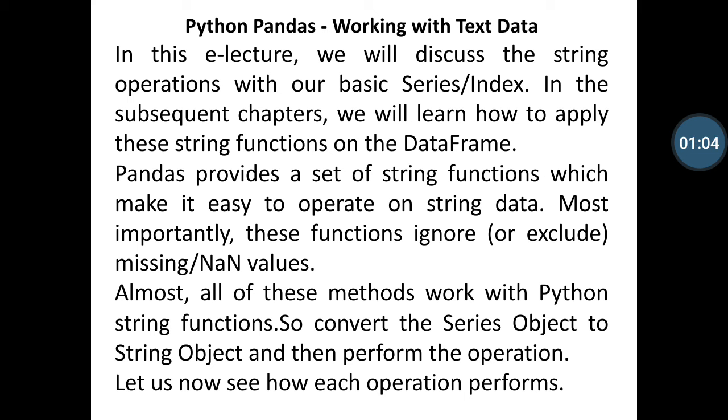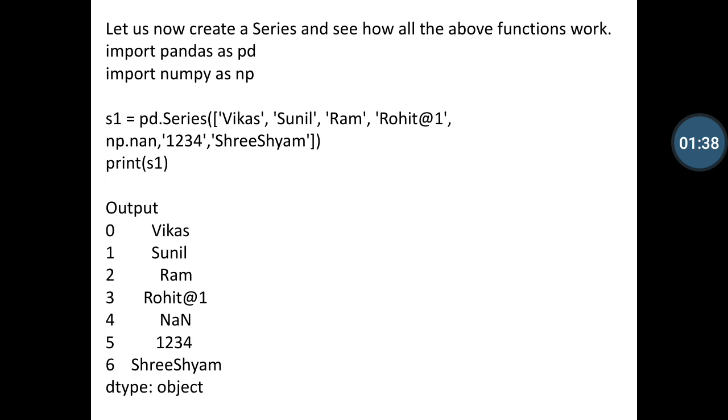Pandas provides a set of string functions which make it easy to operate on string data. Most importantly, these functions ignore or exclude missing or none values. Almost all of these methods work like Python string functions, so convert the series object to a string object and then perform the operation. Let us now see how each operation is performed using the pandas library in our next slide.